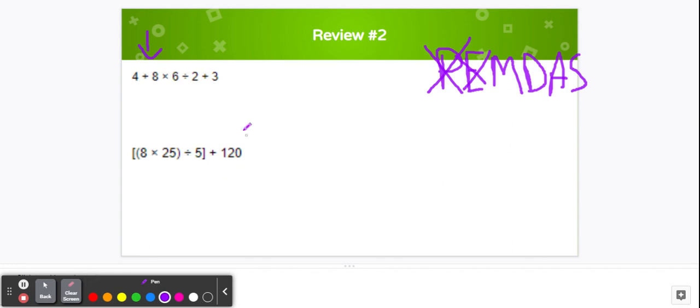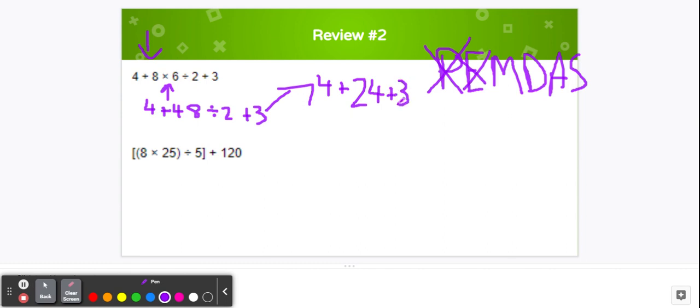We have to do the multiply and divide first, which means in this case, we're going to do 8 times 6 first. So let's rewrite it. This will be 4 plus 48, that's 8 times 6, divided by 2, plus 3. And again, we need to do my division first because I still have some division left, so I can rewrite this as 4 plus, and 48 divided by 2 is 24, and plus 3. Now I can finally do my addition. 4 plus 3 is 7, plus 24 gives me a final answer of 31.